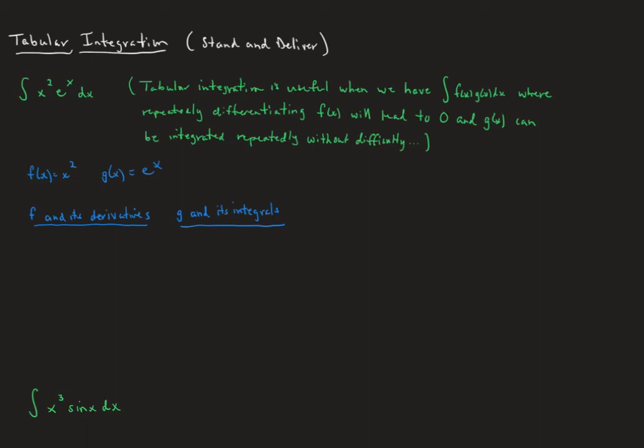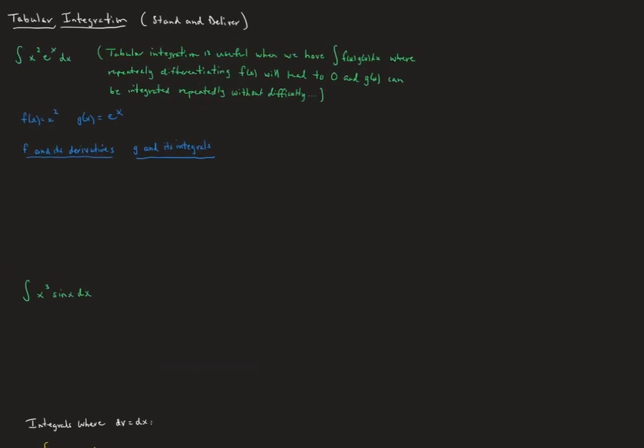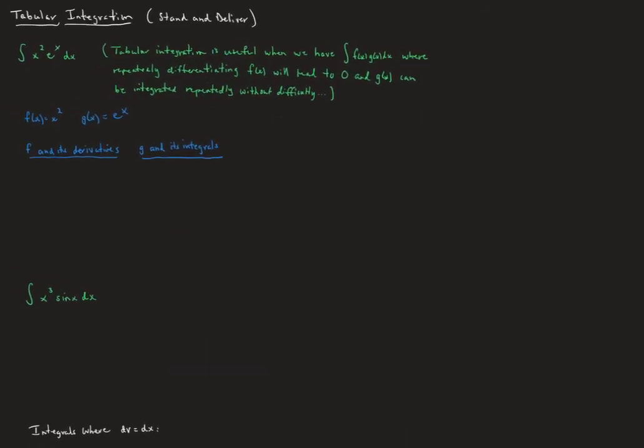We're going to start with f and its derivatives. So our f is x squared, its derivative is 2x, that derivative is 2, and we do this until we get to 0. Then over here, we're going to do our g of x and then each successive integral. Now, this was a good choice because the integrals are just the same thing each time. They're really easy to do.